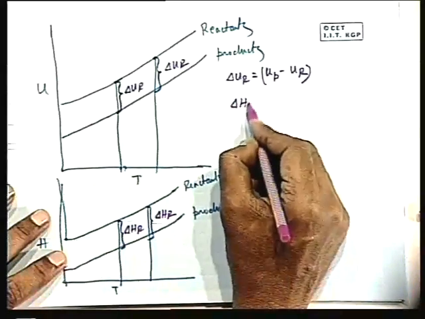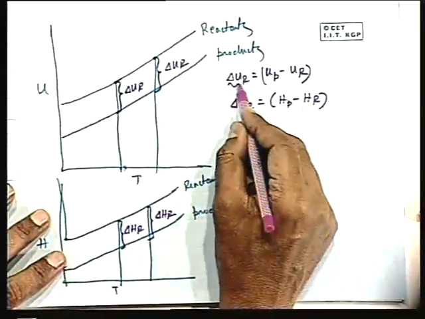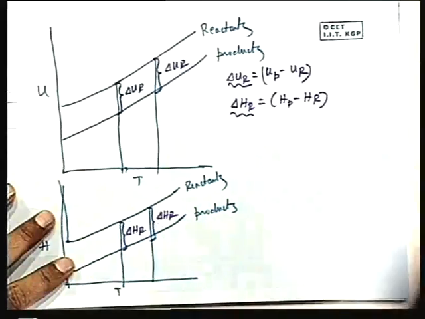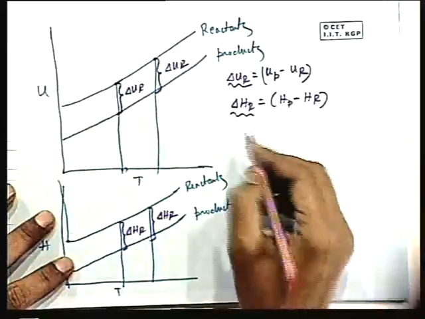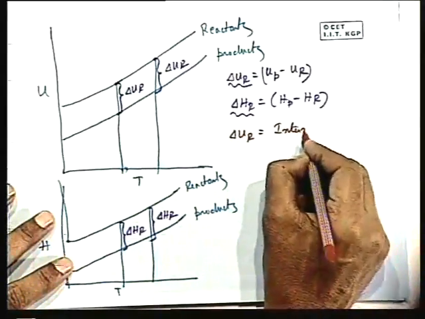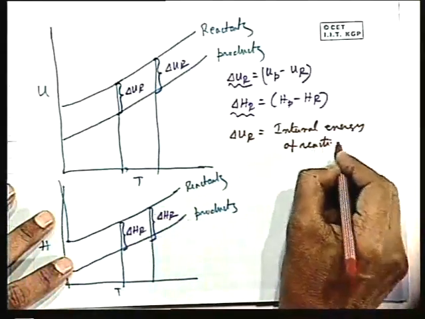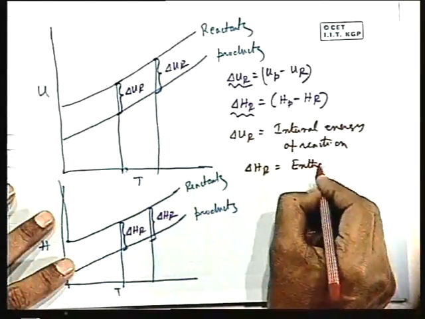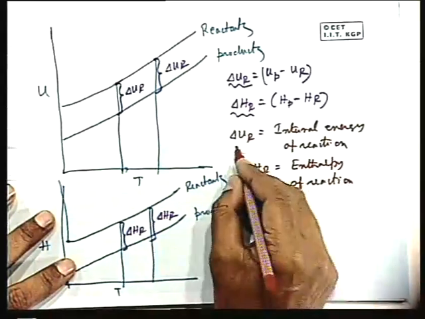Similarly, delta HR is given by HP minus HR, this is the definition. This is known as the internal energy of reaction, and this is known as the enthalpy of reaction. Delta UR is the internal energy of reaction, and delta HR is the enthalpy of reaction. So you see, these are the definitions.